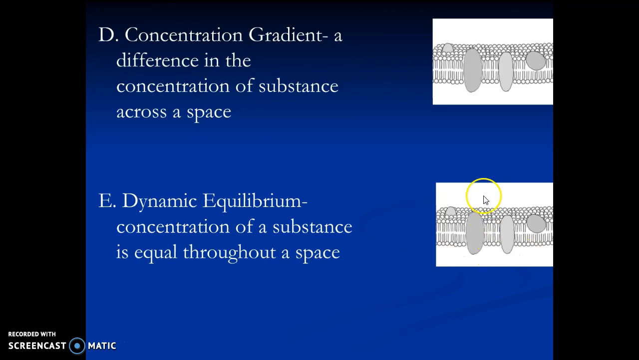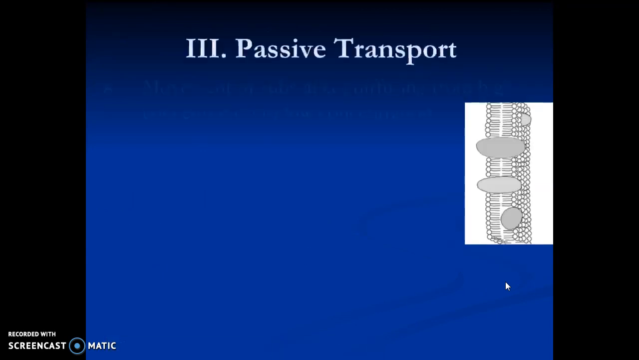Now they're still moving back and forth. The dynamic part of it means that these 3 don't stay on this side and these 3 don't stay on this side. They're always moving in and out. They're just moving at equal rates, so that at any given point in time there will still be 3 and 3. I hope that makes sense.